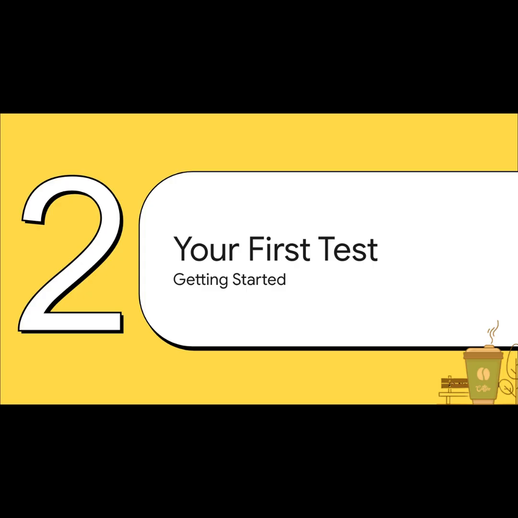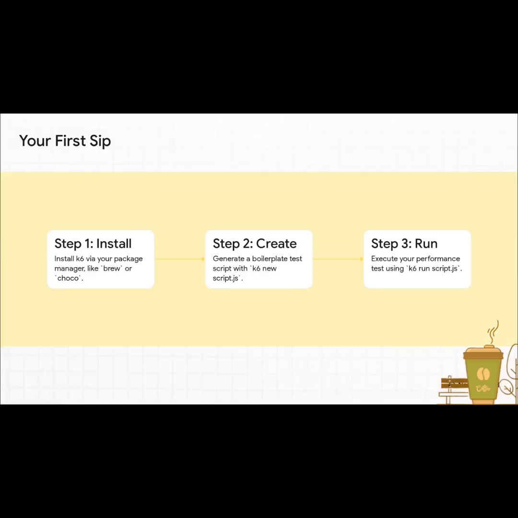So how hard is it to actually get started? You might be surprised. Let's just walk through exactly how quickly you can get your very first test up and running. Seriously, it's literally these 3 steps. You install it with one command using Homebrew or Chocolatey. Then you run k6 new to get a ready-made starter script. And finally, you just execute k6 run, and that's it. Boom, you're performance testing. It really is that simple to take your first sip.